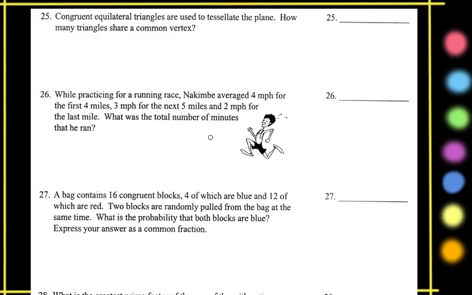It says congruent equilateral triangles are used to tessellate the plane. How many triangles share a common vertex? So if you put triangles together at a vertex, there's 60 degrees here, and so you can fit 6 of them around a point, around the 360 degrees. You can fit these all around like this. It'll look like this. And so I think the answer that they're looking for here is 6.